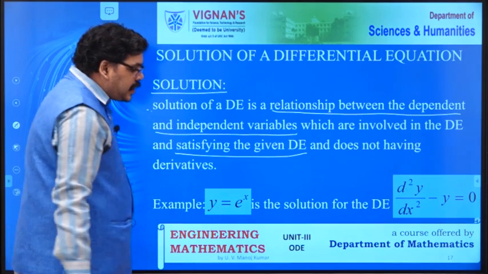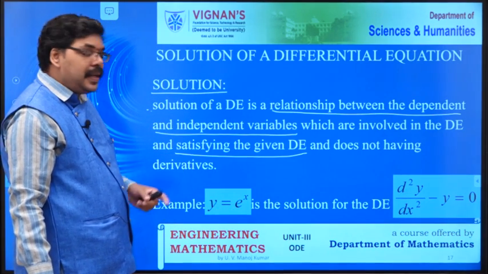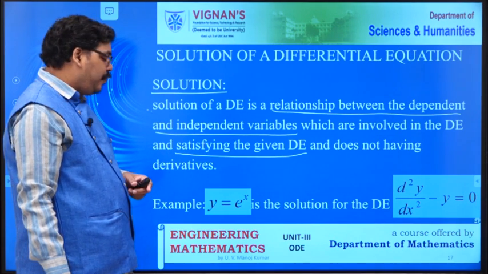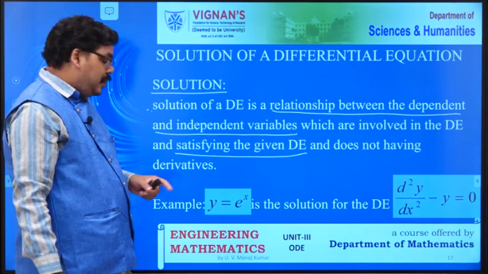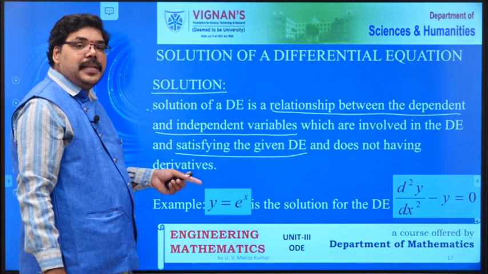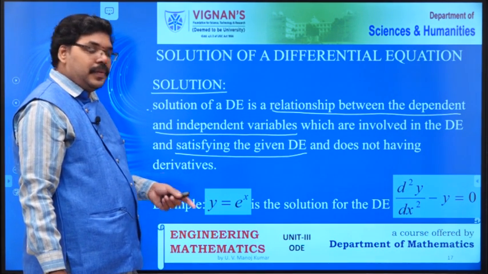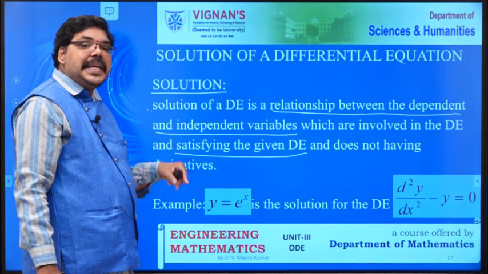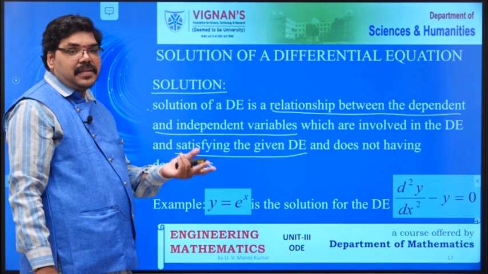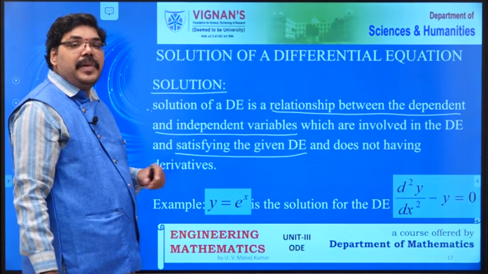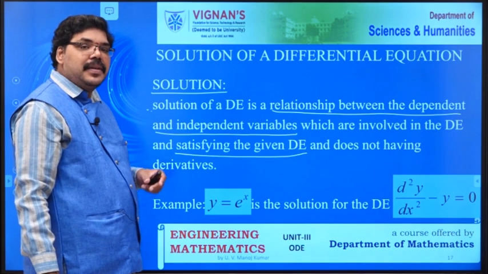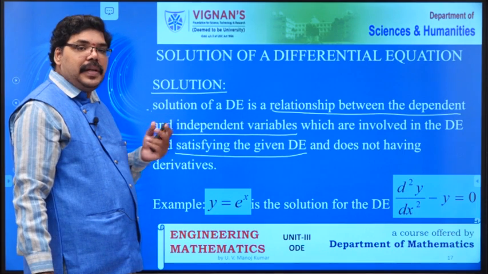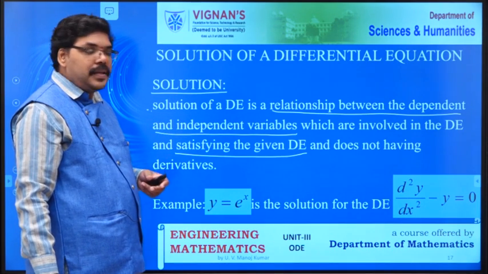y equals e power x is the solution for the differential equation d square y by dx square minus y equals 0. Is it? Can you tell whether this example is correct or not? So what is y? e power x. What is dy by dx? Derivative of e power x is e power x. What is d square y by dx square? Again e power x. y is e power x, dy by dx is e power x, d square y by dx square is also e power x.